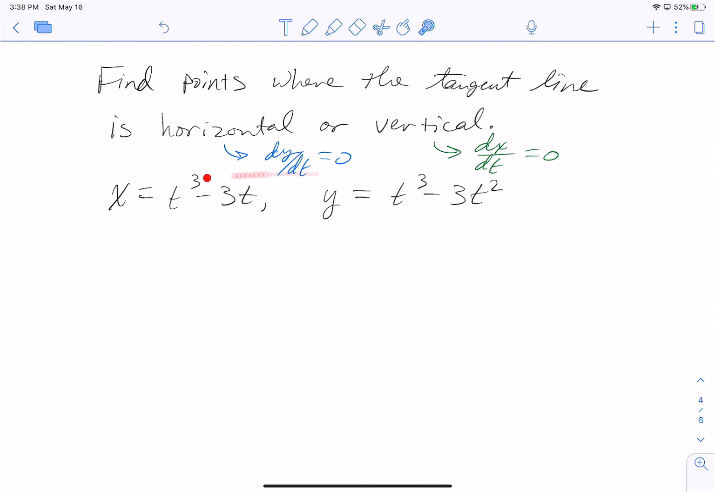All of this is in terms of t, but look at what we're asked for. Find points where the tangent line is horizontal or vertical. And for these points, we need to be thinking about x, y coordinates. I'd like you to go ahead, pause the video, do the work, come back when you're done.